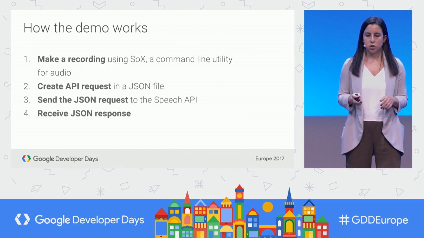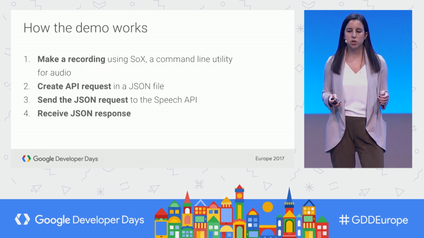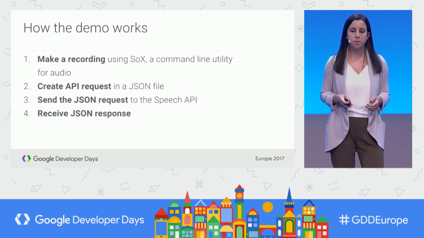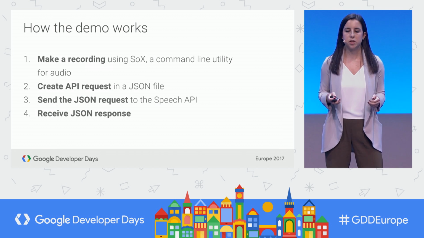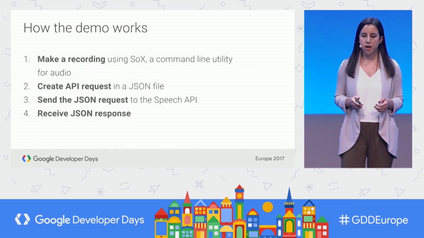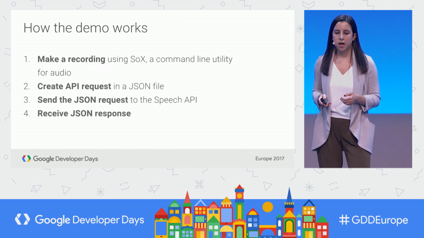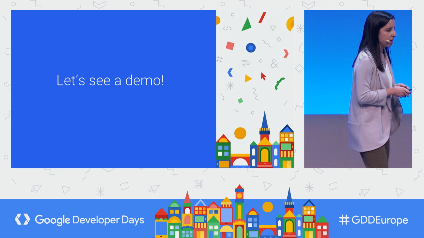So I'm going to go into a demo shortly of the API. Briefly, I'm going to explain how it works. So I wrote a bash script that's going to call the speech API. First, it'll make a recording using SoX, which is just a command line utility for audio. Then we'll create an API request in a JSON file. We'll send it to the speech API, and then we'll receive the response back. So let's go to the demo.